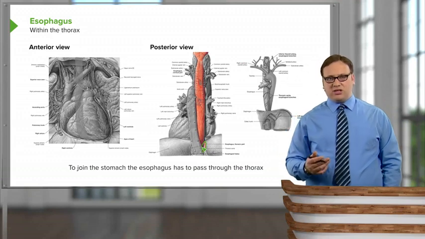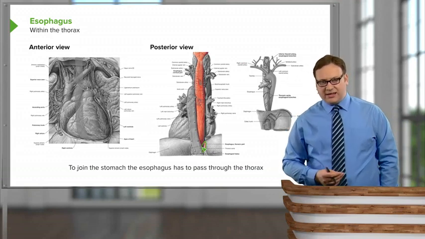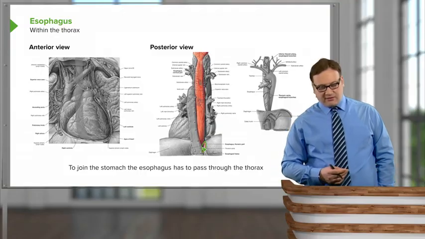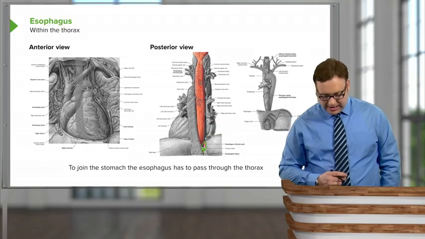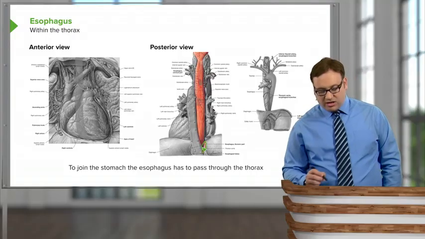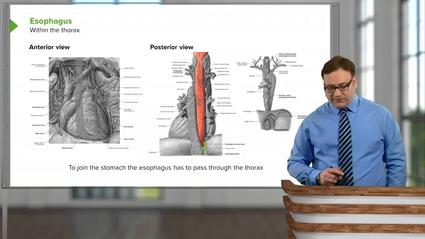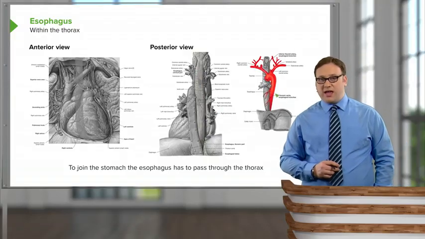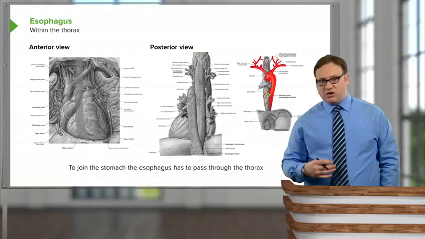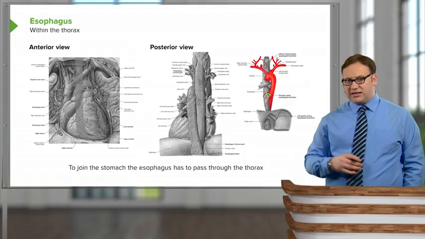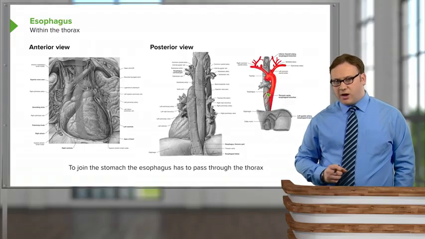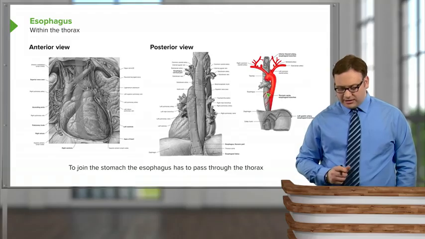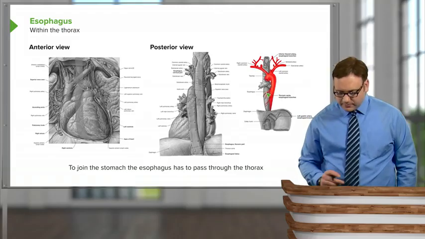And it passes through the diaphragm, as we'll come to see, at the level of the 10th thoracic vertebra. We can see that here. If we just briefly look at the blood supply to the esophagus, this really comes from esophageal branches directly from the aorta. The aorta is running alongside the esophagus in the thorax, and small branches come away from the aorta to supply the esophagus, which we can see here.